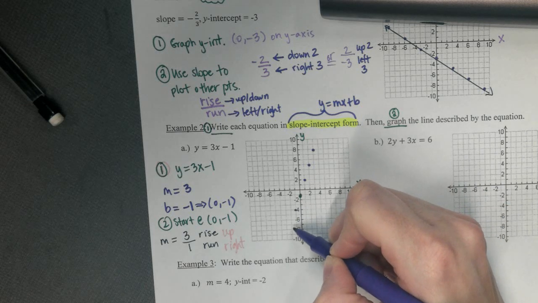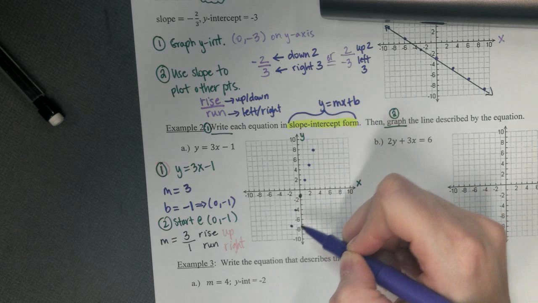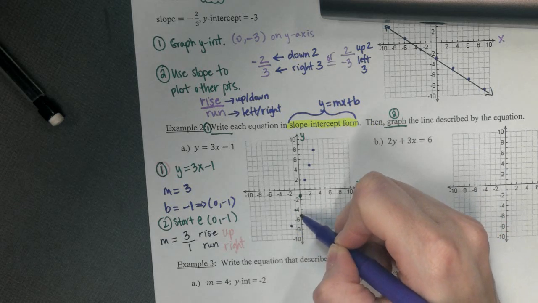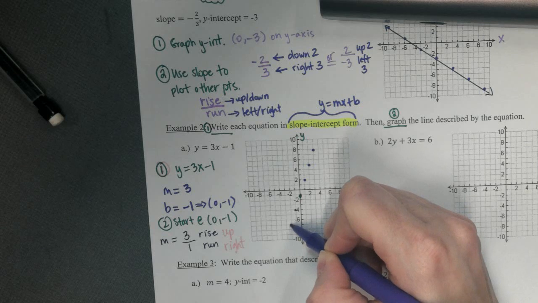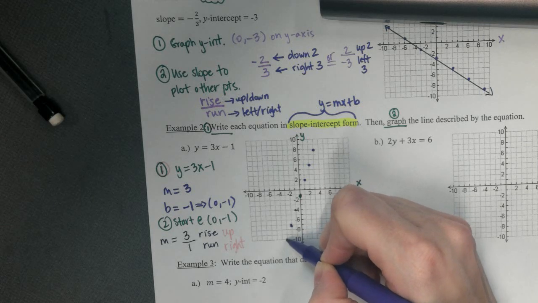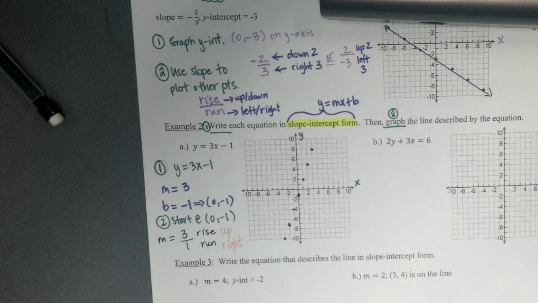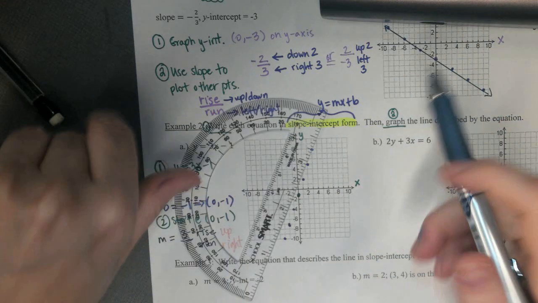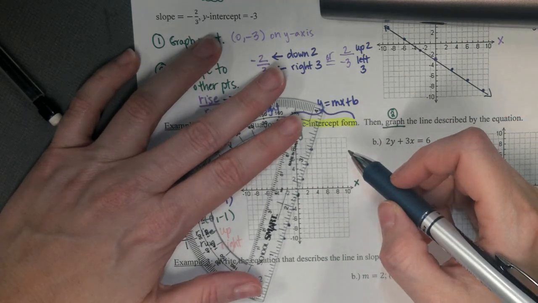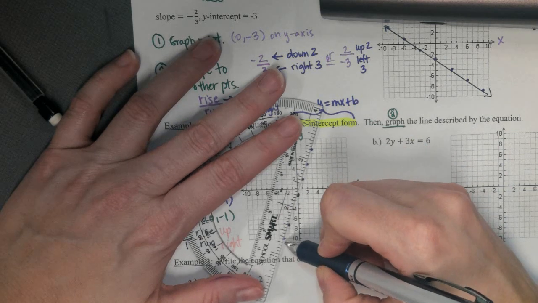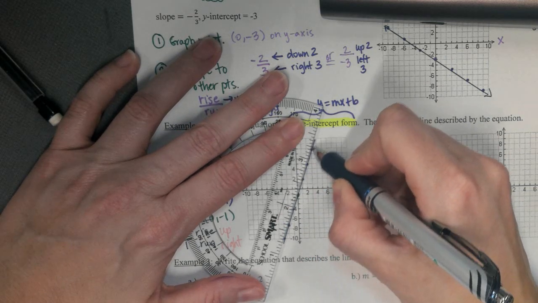1, 2, 3, then go to the left. 1, 2, 3, to the left. Okay, and then you can connect your points, and then we'll make sure that the line is going in the same direction as your slope.